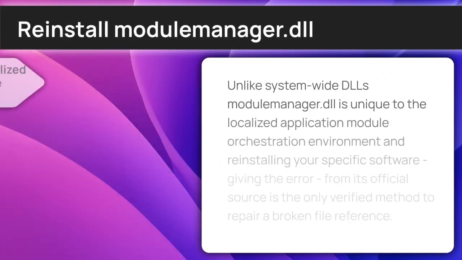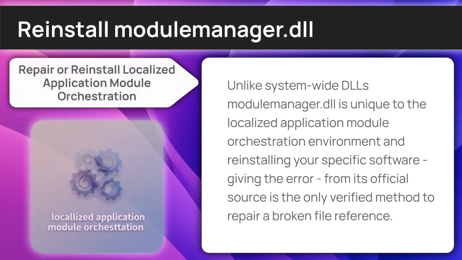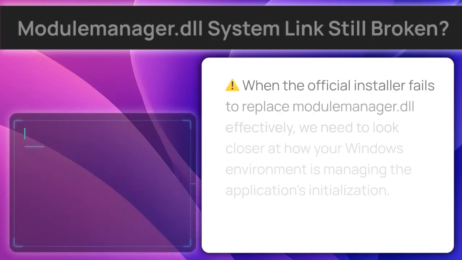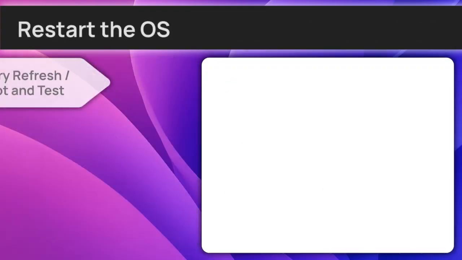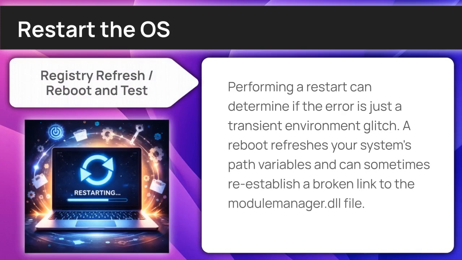Unlike system-wide DLLs, Module Manager DLL is unique to the localized application module orchestration environment, and reinstalling your specific software, giving the error from its official source, is the only verified method to repair a broken file reference. When a fresh installer fails to clear the error, it typically points toward a deeper conflict within the Windows execution layer. A quick system restart is a practical way to ensure that all shared libraries, including Module Manager, are being loaded correctly into the current session's memory.